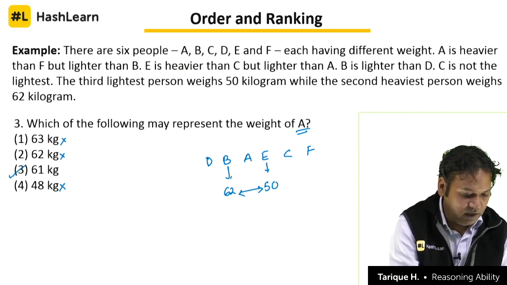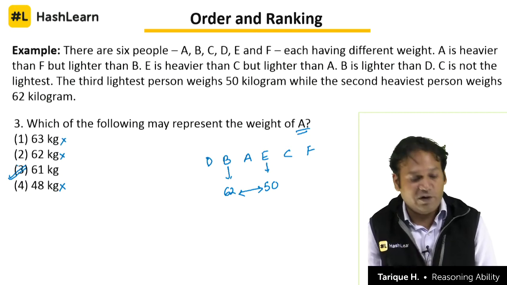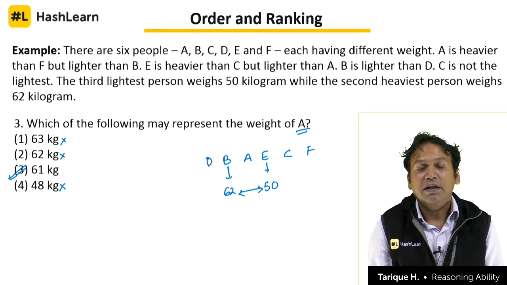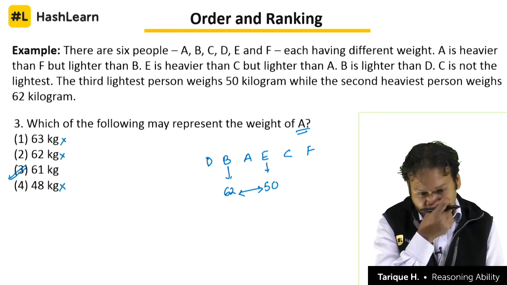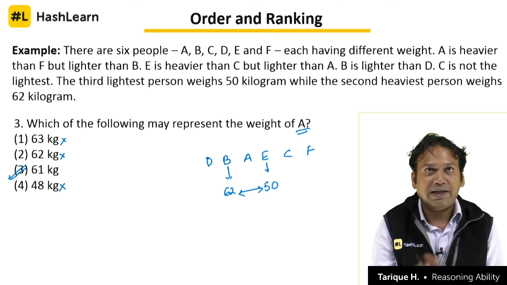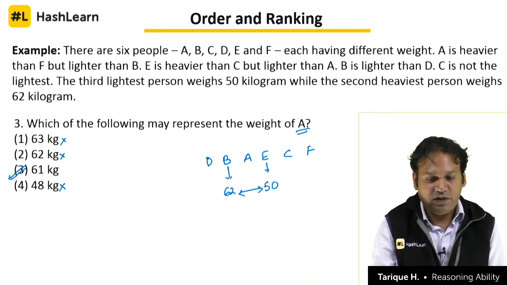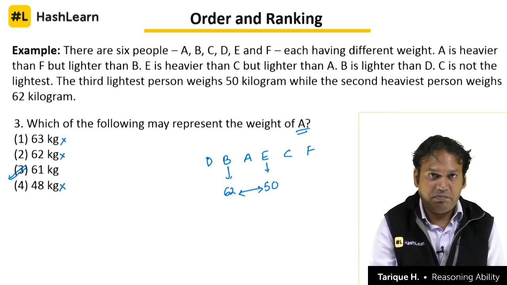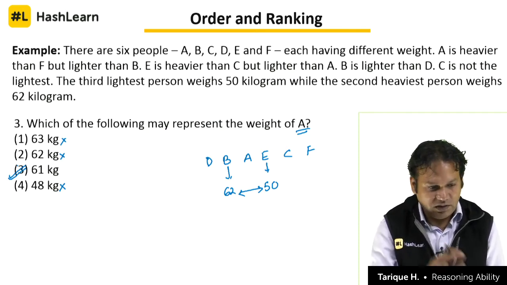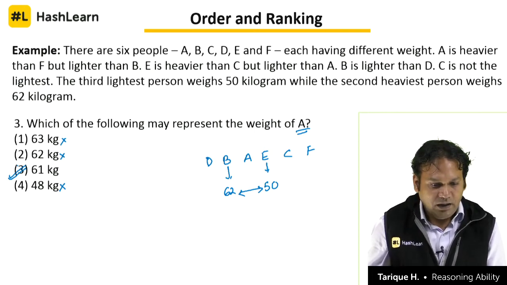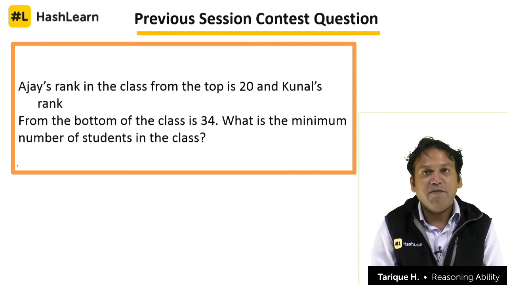So, the answer will be, which of the following may represent the weight of A? The answer is 61 kg. That will be the answer for this particular question. So, again see how the puzzle was created, and this is the kind of question you expect in today's difficulty level in the IBPS prelims, PO, prelims or mains, right. That is one very good example of a question based on order and ranking. Now, let us see the question from previous session, contest question.